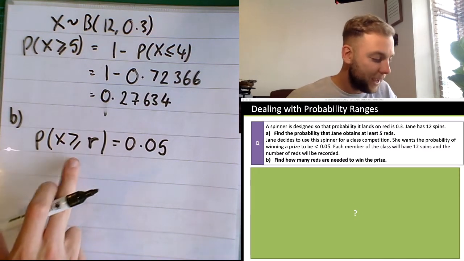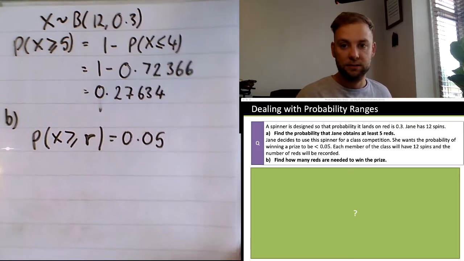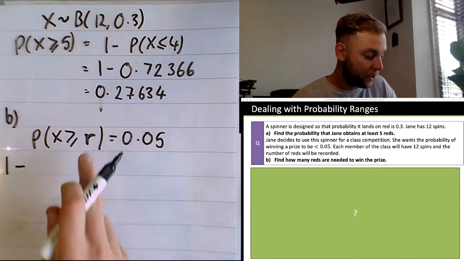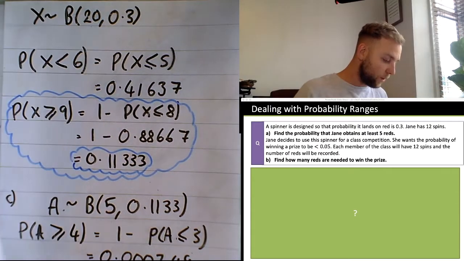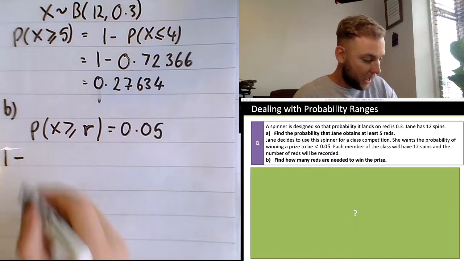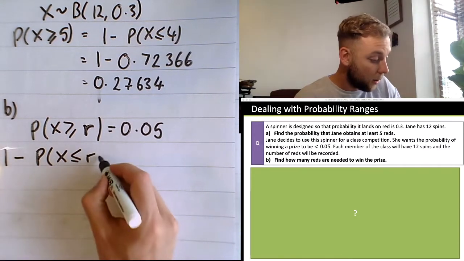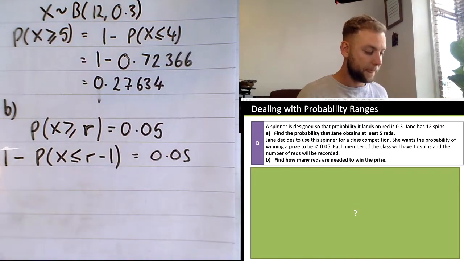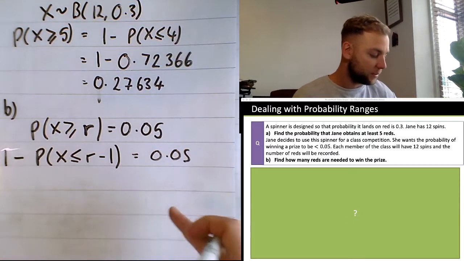Okay, so now, because I want greater than, the first thing I'm going to do is, we know that our calculator already deals with less than, right? So we know this is the same as saying 1 minus the probability of 1 less than this. That was always the case. So it's the probability that X is less than or equal to R minus 1 is equal to 0.05. Brilliant. So we now need to rearrange this.